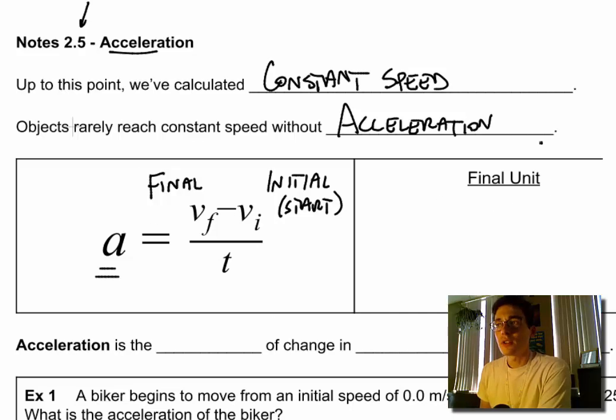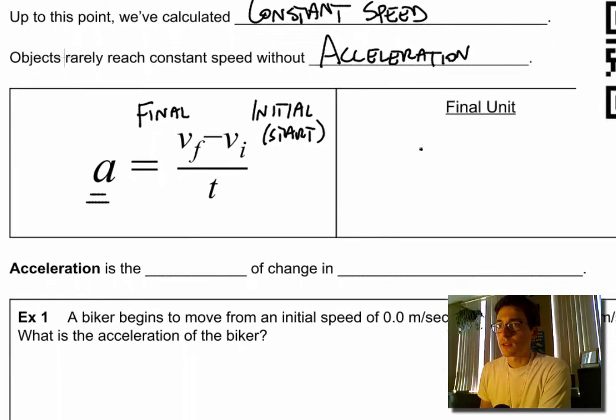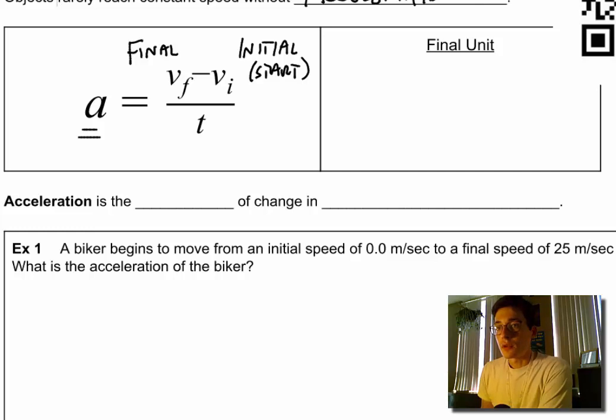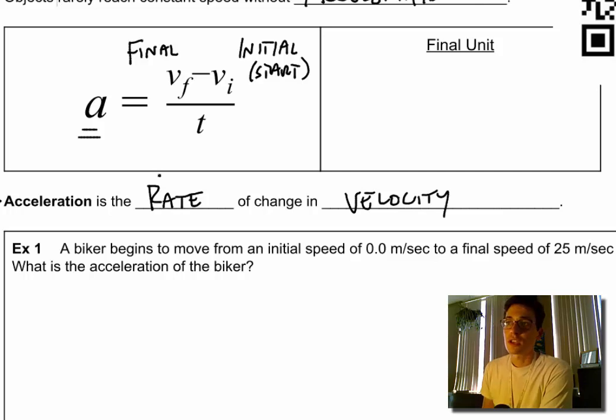We're going to come back to final unit in a moment because I want to make sure you have some context for that idea. Acceleration, if we were to give it a definition, is the rate of change in velocity. Okay, so we've turned this equation now into a quick definition. Acceleration is the rate of change, how quickly do we change our velocities over a given amount of time.